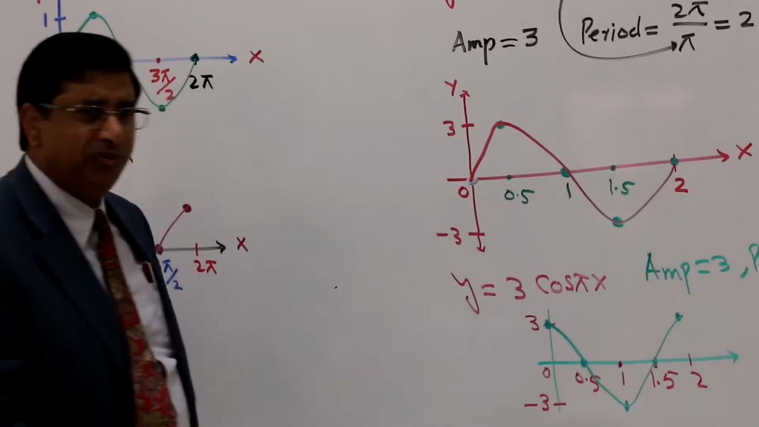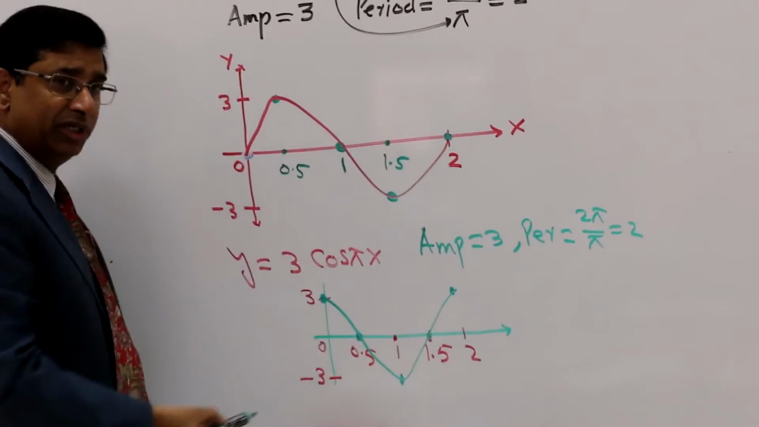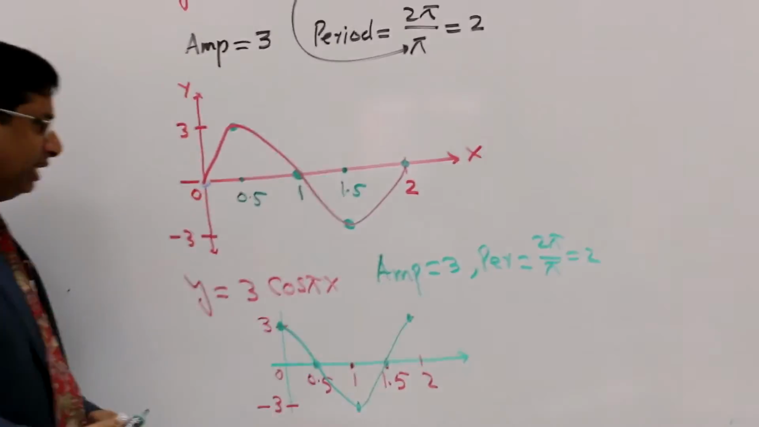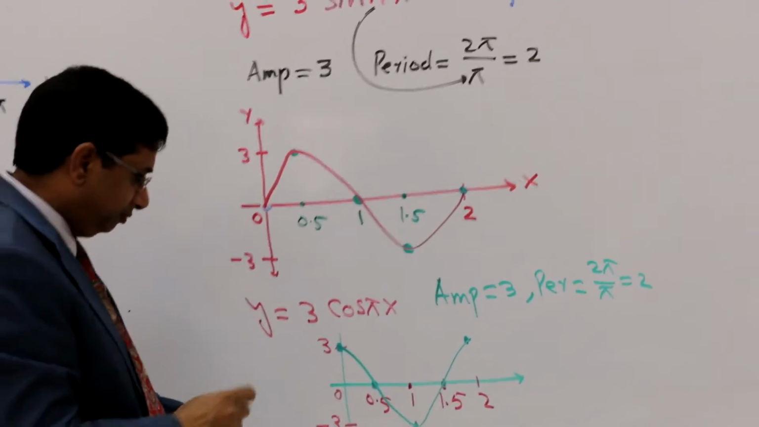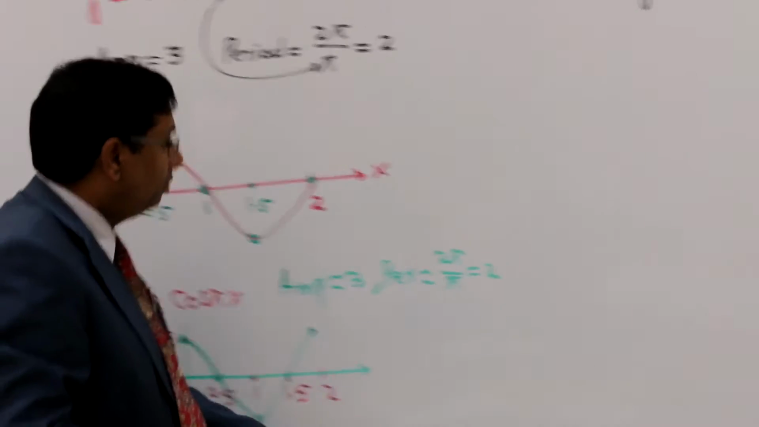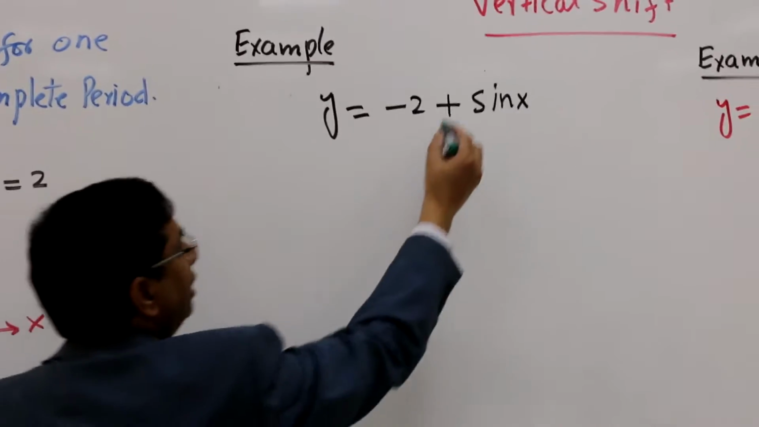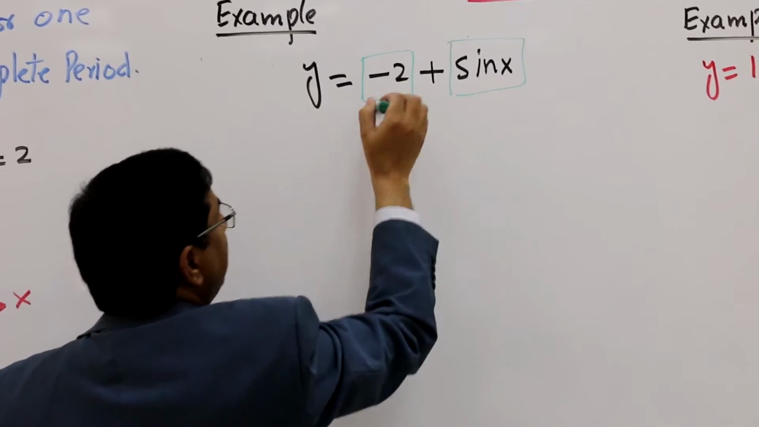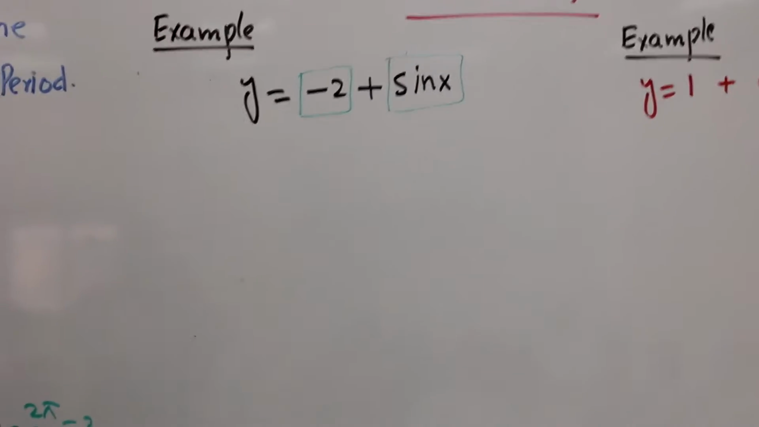Don't be afraid of this number. Whether it is π, 2 or 3, just write down its period and divide this axis in this way. Now, let's try another example. In this example, you can see there is a vertical shift. Something is different. This part is separate, and this part is separate, and this means the vertical shift. We move the graph up and down.